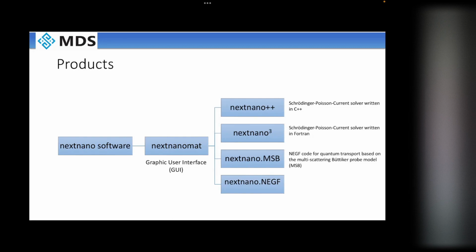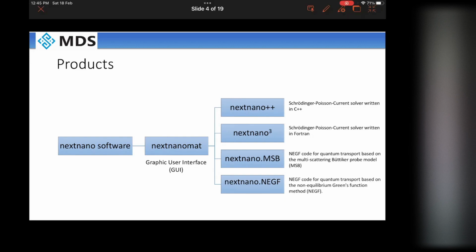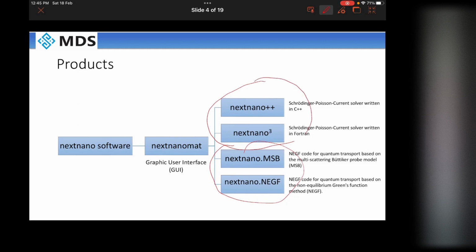Previously, it was a part of a separate bundle along with Nextnano.NEGF, which is also an NEGF code used for quantum transport based upon the non-equilibrium Green's function method. So previously these two were clubbed together for the NEGF bundle, and these two are used to simulate the normal transistors, the nano devices, and the qubits.